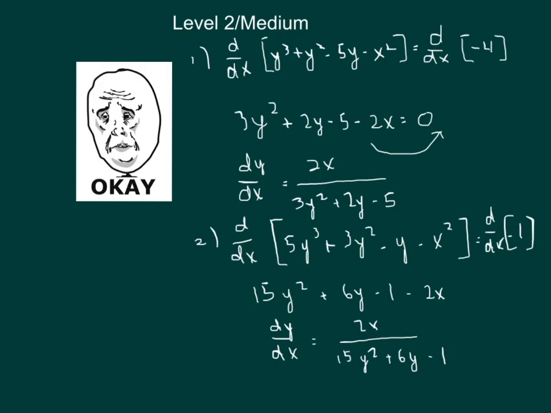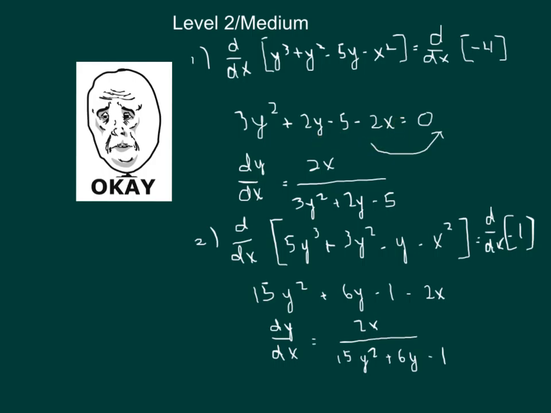So level 2, which is medium level for me. So you have the first example. y cubed plus y squared minus 5y minus x squared equals -4. So you take the derivative of this whole part here. So then you get 3y squared plus 2y minus 5 minus 2x.